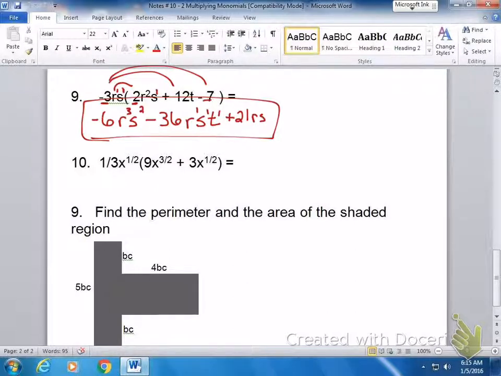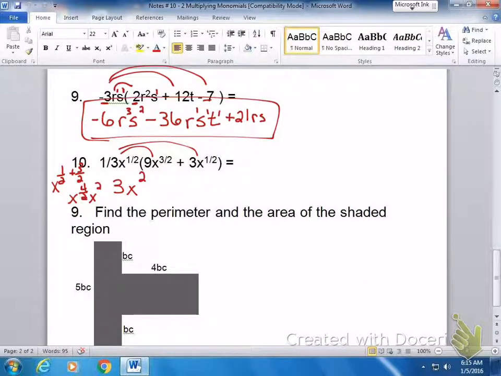Now we've got another fraction one here. I know that excites you. I've got 1/3 x to the 1/2. I'm going to have to distribute that twice over my parentheses. 1/3 times 9 is 3. And we have x to the 1/2 times x to the 3/2. So we would add those fractions. We have a common denominator, so I have x to the 4/2, which is x squared. So 3x squared.